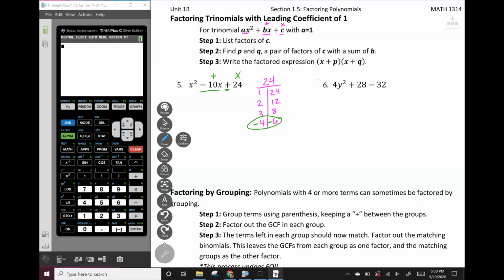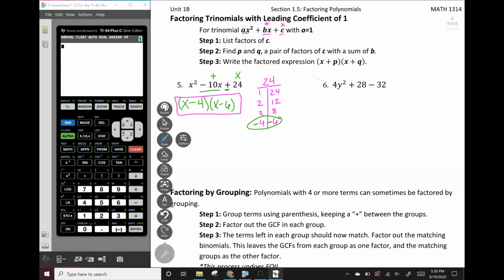All right, so step 3, write the factored expression x plus p and x plus q. So we're just writing that out as x plus negative 4, which is x minus 4, and x plus negative 6, which is x minus 6. So those are our two factors. So that's how you factor a trinomial if you have a leading coefficient of 1.